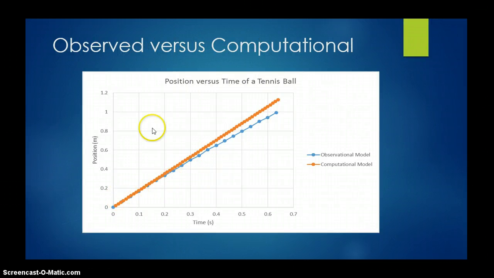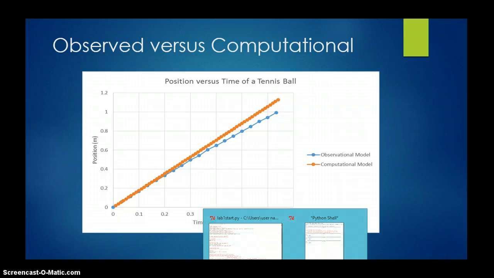Here we have the graph of the position versus time of a tennis ball, comparing the observational model and the computational model. The observational model differs slightly from the computational model, mainly because it's impossible to make the Fnet equal to 0. You couldn't completely capture the tennis ball when it was moving at constant velocity because it could have been decelerating or accelerating in the time period at which I analyzed it.